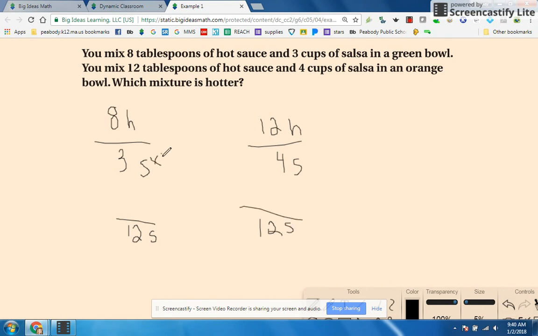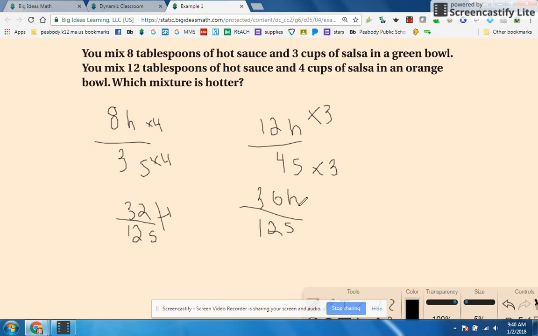So 3 times 4 is what gave me 12, so I have to multiply the top by 4. So that means 32 tablespoons of hot sauce. And then over here, 4 times 3 is 12, so I need to multiply the top by 3. So 12 times 3 is 36. There's 36 tablespoons of hot sauce.